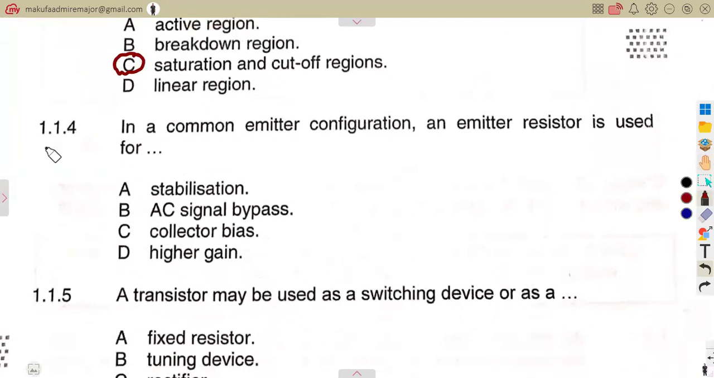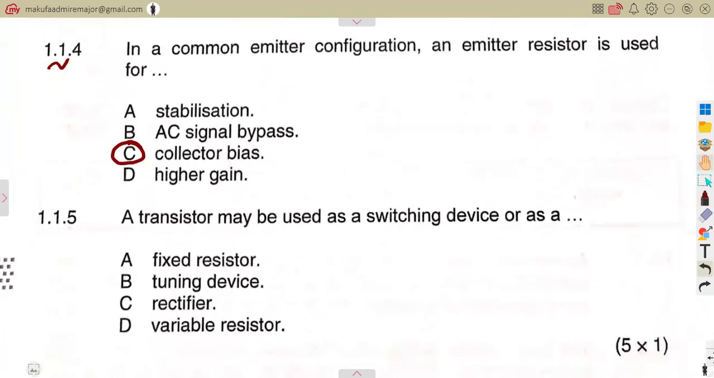So remember, guys, to just go through your theory, that can also help. In a common emitter configuration, an emitter resistor is used for what? All right, so this is used for what we call the collector bias. That is used for a collector bias.